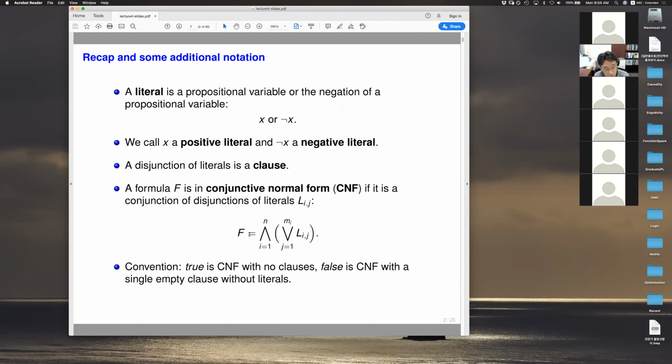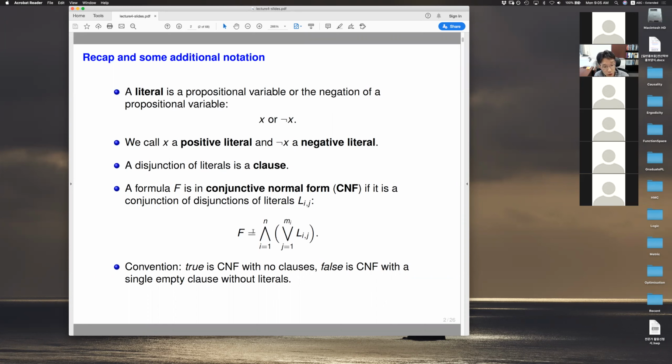So a CNF formula will have the form where we have a big conjunction outside. Inside the big conjunction, we have a disjunction of literals. This disjunction is called a clause. Each of these L's is called a literal. The entire thing is called the conjunctive normal form. And last time we said that if a formula is given in conjunctive normal form, checking validity is very easy. It can be done in polynomial time. But checking satisfiability, at least, is not obvious.